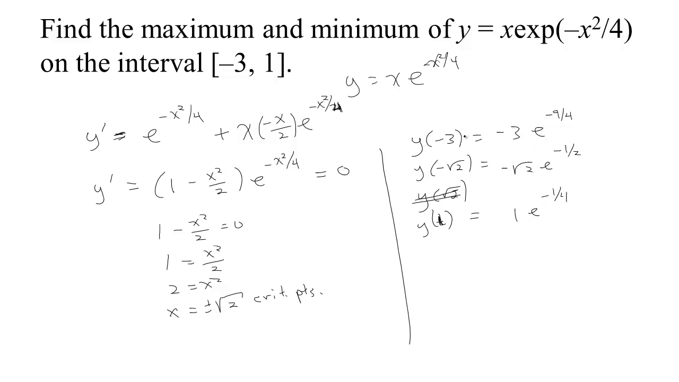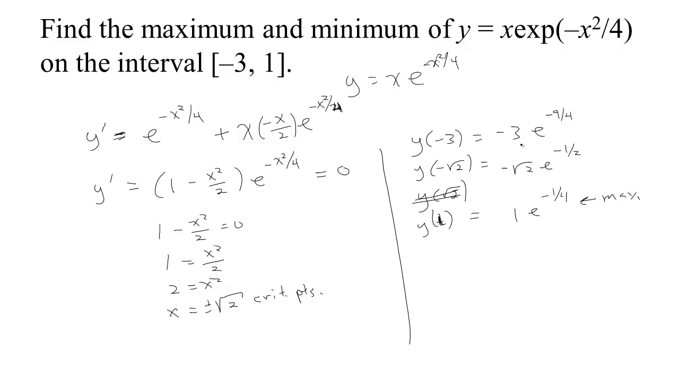Well, so we've checked my critical points. There was only one critical point in the interval, and the two endpoints, negative 3 and 1. And we've found our maximum value because these two are negative. This one's got to be our max. Now we've got to decide which of these is bigger.